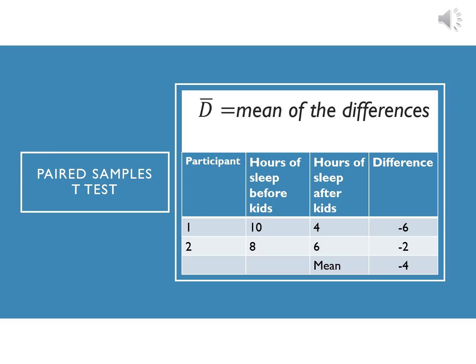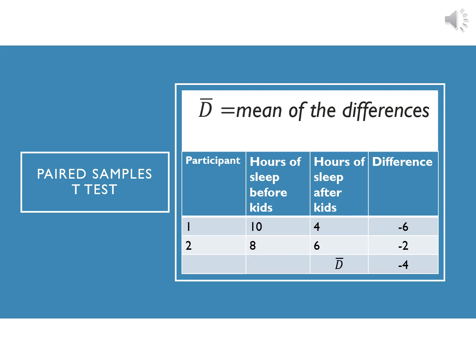And that gets us to a point at which we can finally go on to calculate a t-statistic, a t-score. So we're going to get the average difference score from all of our participants by taking every difference score, adding it together, and dividing by the number of people in the sample. And that mean of the differences, again, is called d bar.